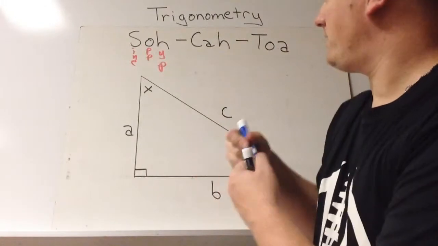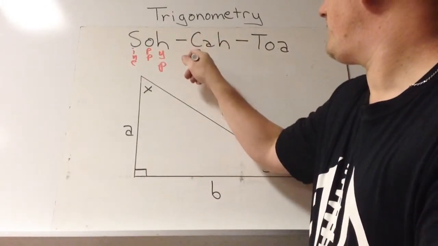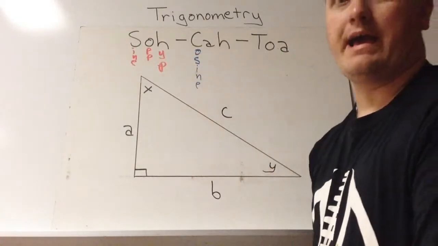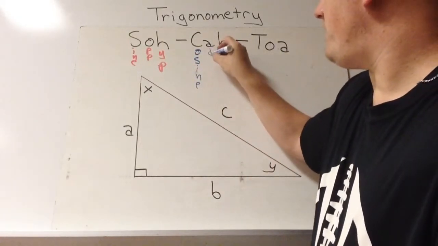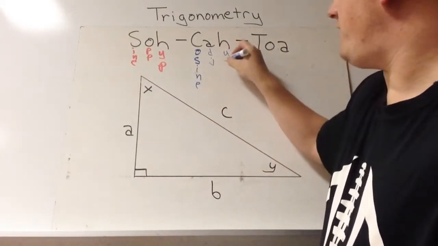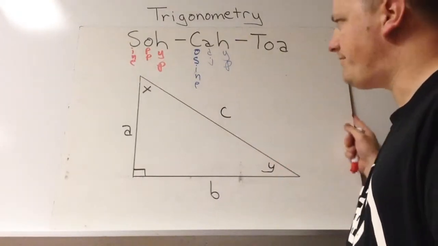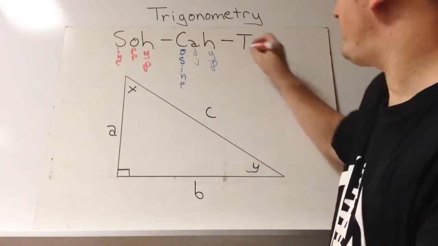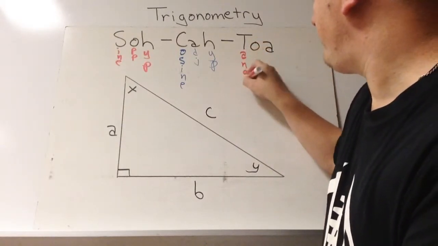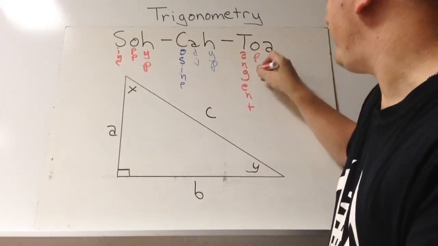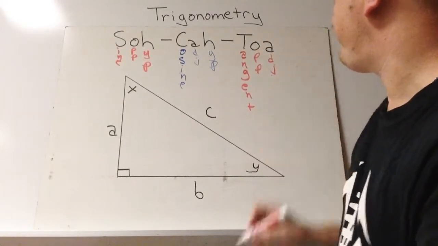CAH stands for cosine, adjacent, and again, hypotenuse. And then the one different one is TOA, which stands for tangent, and we've got opposite and adjacent.